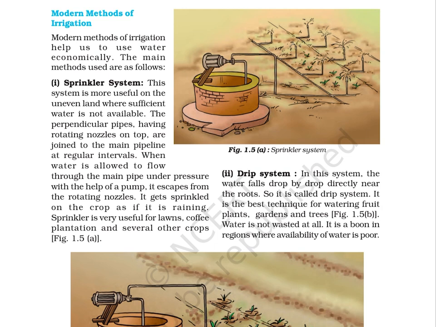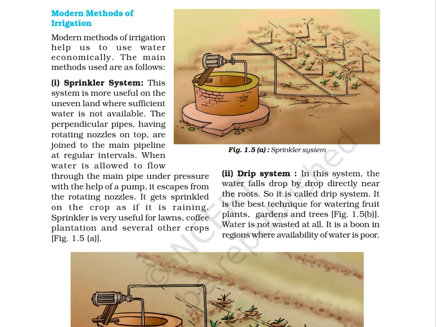First, sprinkler system. This system is more useful on the uneven land where sufficient water is not available. The perpendicular pipes having rotating nozzles on top are joined to the main pipeline at regular intervals. When water is allowed to flow through the main pipe under pressure with the help of a pump, it escapes from the rotating nozzles. It gets sprinkled on the crop as if it is raining. Sprinkler is very useful for lawns, coffee plantation and several other crops, as shown in figure 1.5a. In this figure, we can see a sprinkler system.